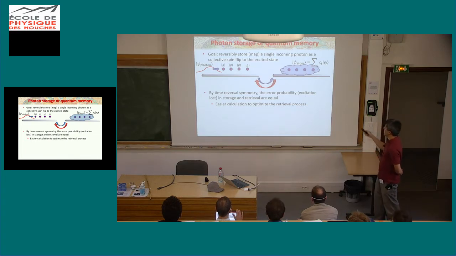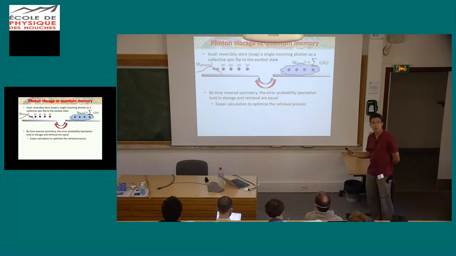The reason it's easier is because here I explicitly have atomic degrees of freedom, atomic excitations, and my spin model is really in terms of atomic excitations in the first place.